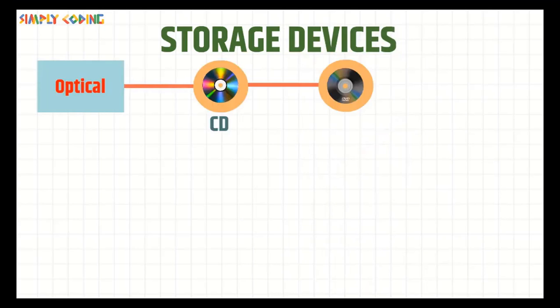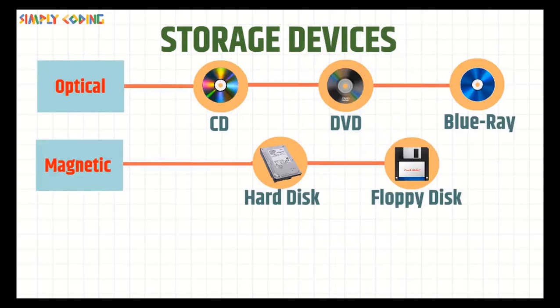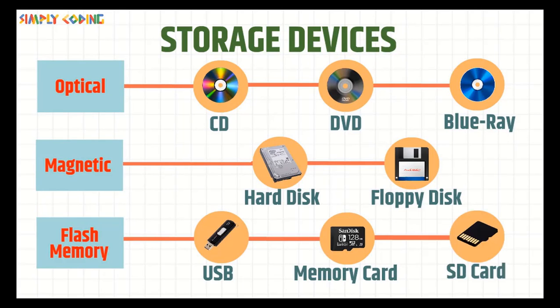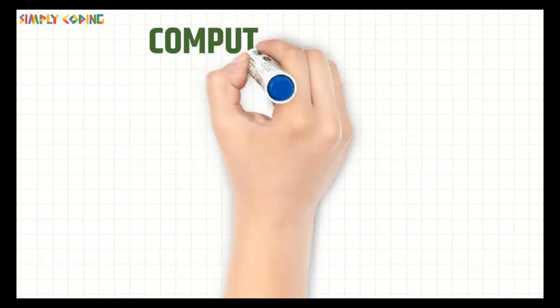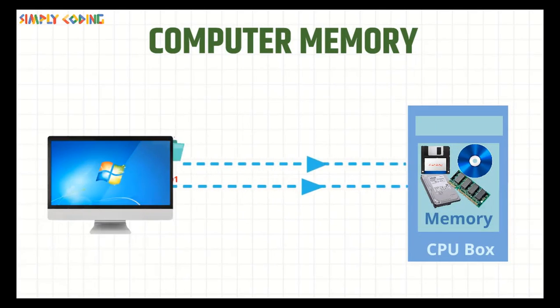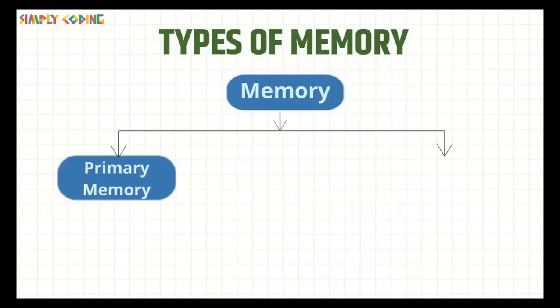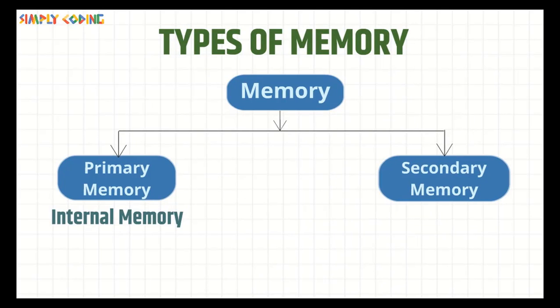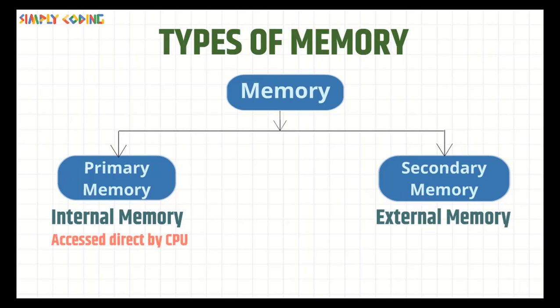Hello, in this video, we are going to learn about external memory or storage devices. Computer memory is the storage area of the computer. It is any kind of hardware which stores data and instructions for the computer. They are classified into two types, primary or internal memory and secondary or external memory. While the primary memory is accessed directly by CPU, secondary memory is backup memory used for long-term storage of data.